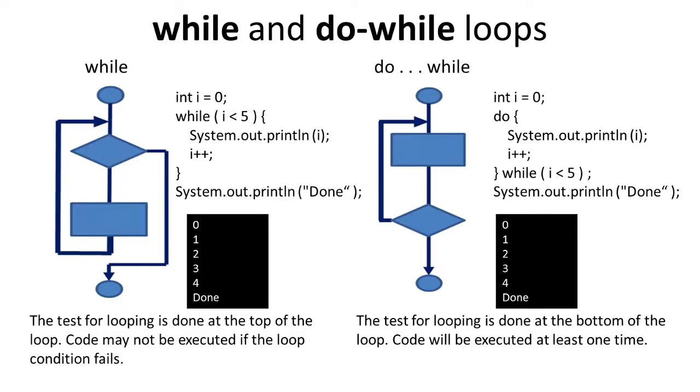The while loop has its test condition at the top of the loop. It is possible that the body of the loop will not be executed if the test condition evaluates to false. The do while loop has the test condition at the bottom of the loop. The body of the loop is guaranteed to execute at least one time. Both of these examples are counting loops. The number of times through the loop is determined before the loop even starts.